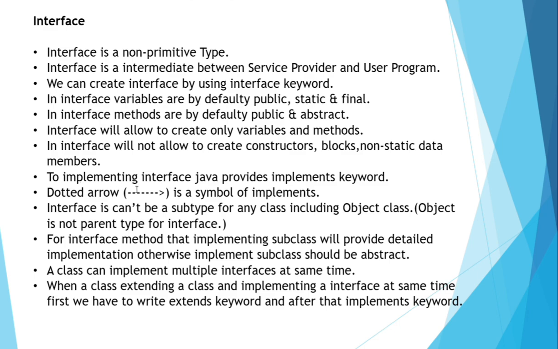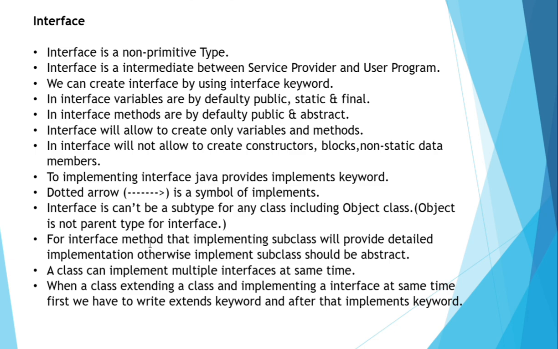To implement an interface, Java provides the implements keyword. A dotted arrow is the symbol of the implements keyword. Interface cannot be a subtype for any class, including the Object class. Here, the Object class is nothing but the supermost class of every Java program. Object is not a parent type for interface.